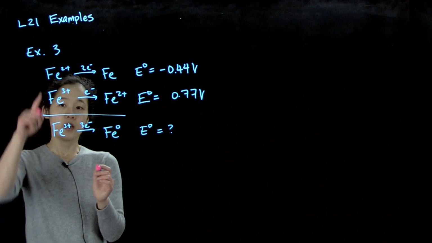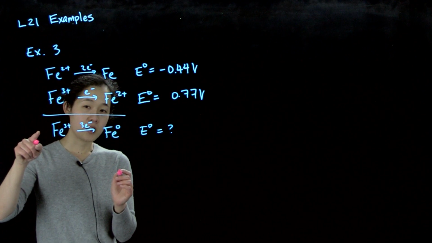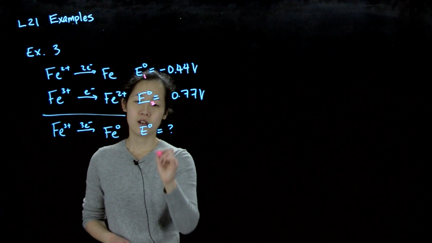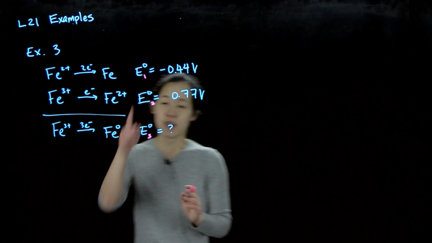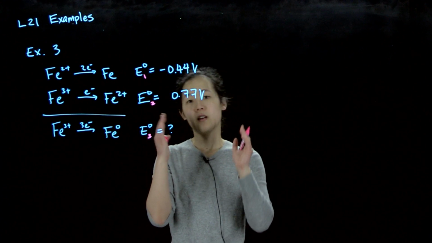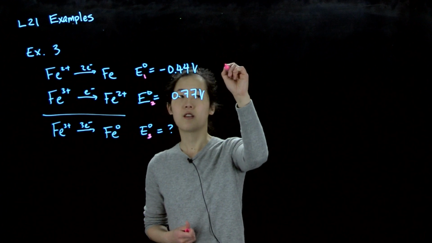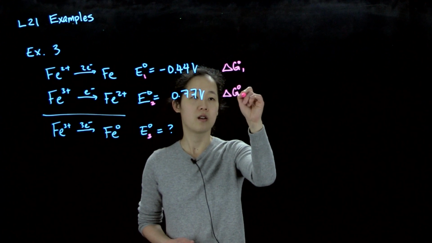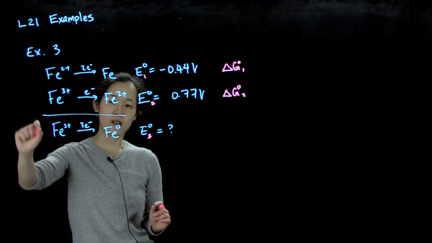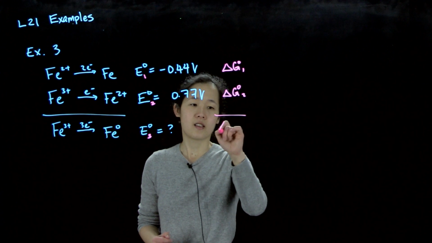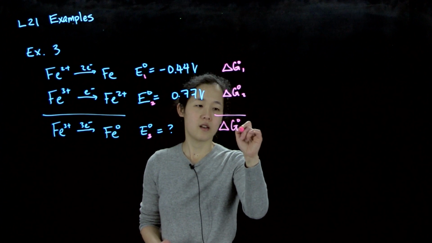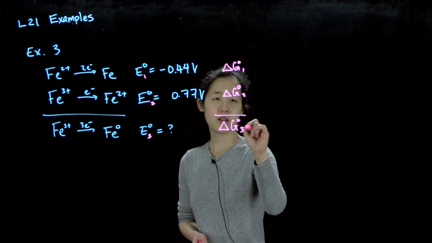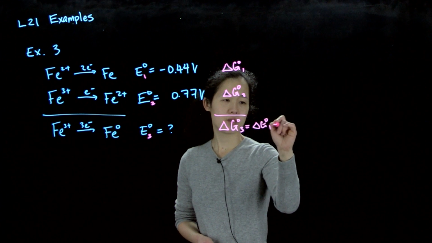We've drawn this out kind of as a system of equations. So let's say this is E01 and E02, and then we would want E03. We can't add these two together, but we can add free energies. So if we call this delta G01, delta G02, because these reactions balance out, we could say that this equals delta G03, and so this has got to be equal to delta G01 plus delta G02.